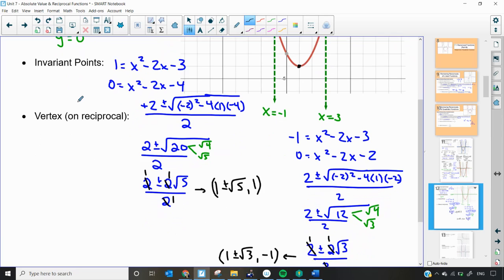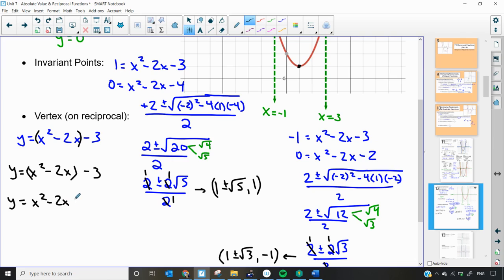But if we didn't know that, we could find it by using completing the square. So we're going to have our original function of y equals x squared minus 2x minus 3. And then to complete the square, we're going to section off those first two terms. And we're going to have y equals x squared minus 2x in brackets minus 3. We'll do half squared. Half of 2 is 1, so plus 1 minus 3. And then y equals x squared minus 2x plus 1. Pull out the negative 1.